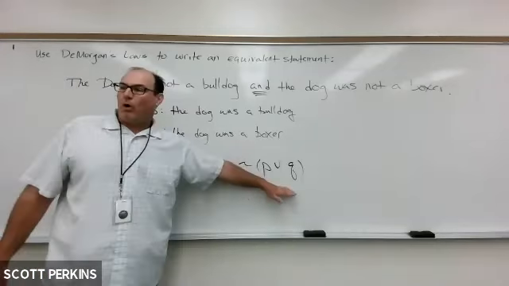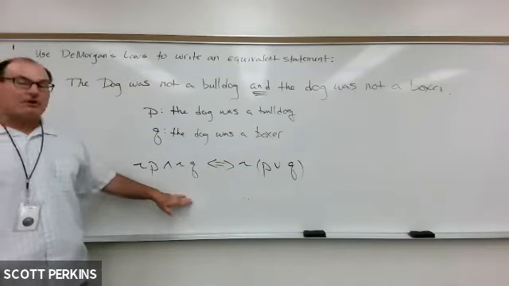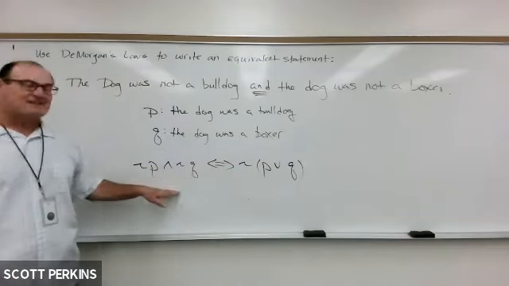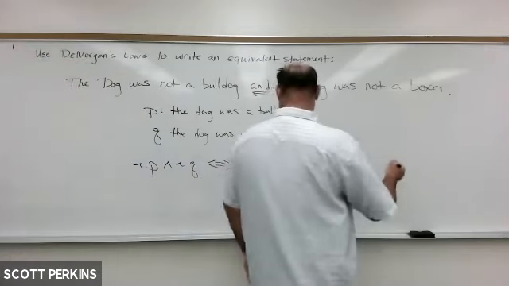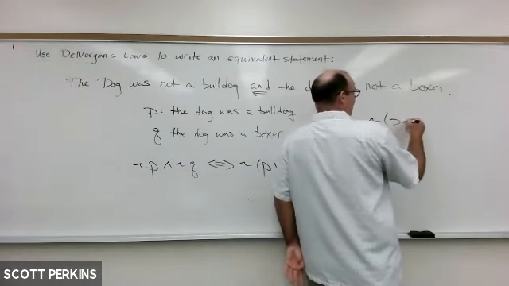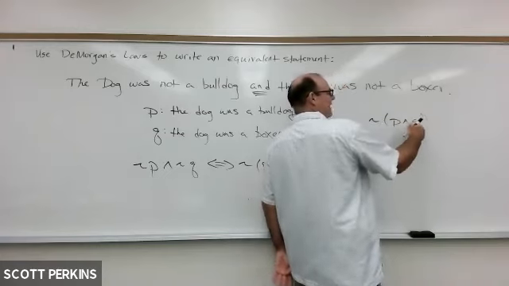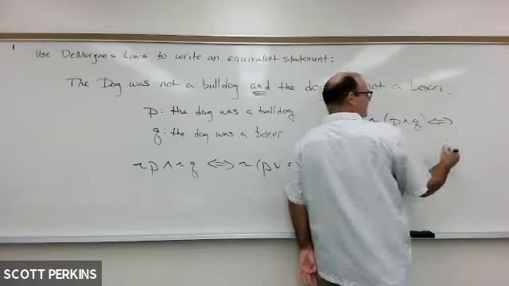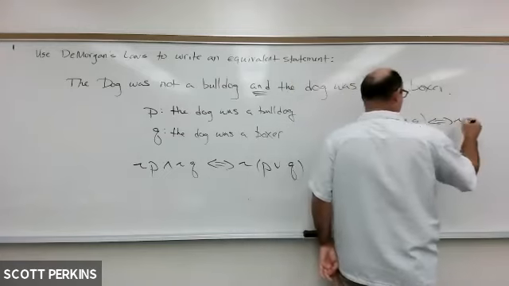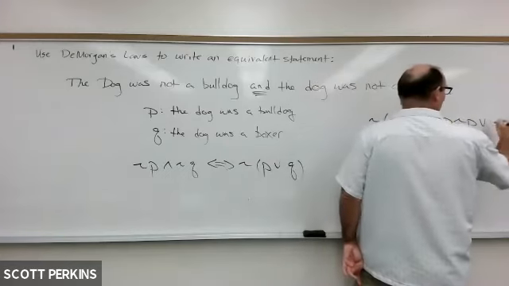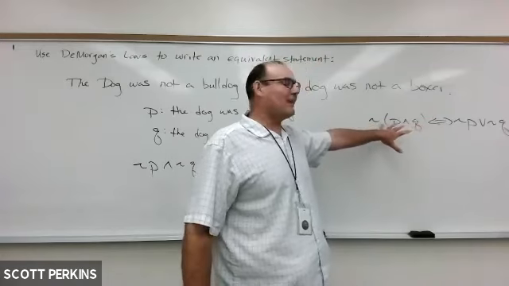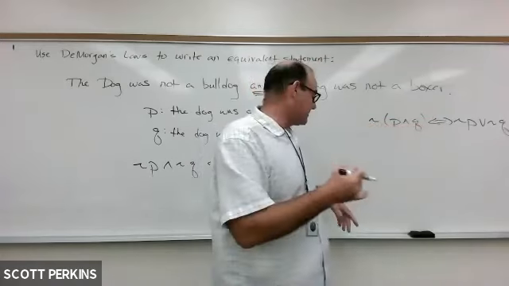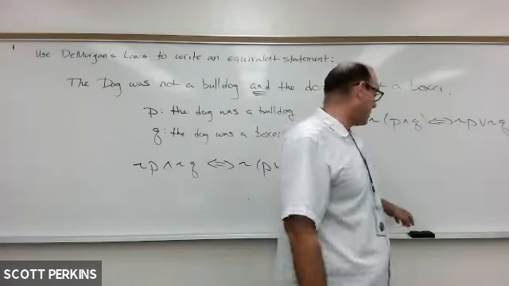This is one of the two De Morgan's laws. This was already in your notes. If you weren't here last time, write this down. The other one, in case you weren't here last time, is squiggly, and instead of P or Q, I've got P and Q, and that's equivalent to squiggly P, and then I change the and to an or squiggly Q. If you were here last time, that's already in your notes. If you weren't, that's where we stopped: defining what the two De Morgan's laws are.